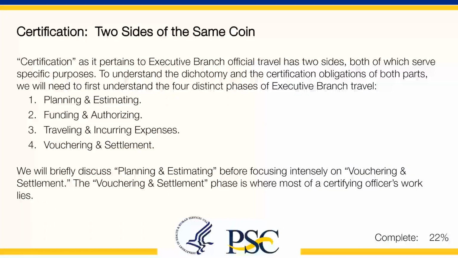Certification as it pertains to executive branch official travel has 2 sides, both of which serve specific purposes. To understand the dichotomy and the certification obligations of both parts, we will need to first understand the 4 distinct phases of executive branch travel. 1. Planning and estimating. 2. Funding and authorizing. 3. Traveling and incurring expenses. 4. Vouchering and settlement. We will briefly discuss planning and estimating before focusing intensely on vouchering and settlement. The vouchering and settlement phase is where most of a certifying officer's work lies.